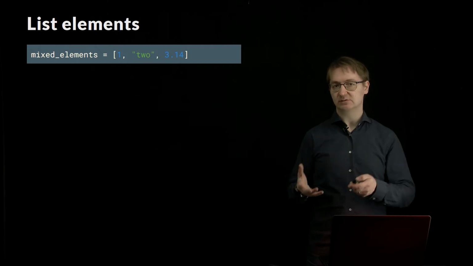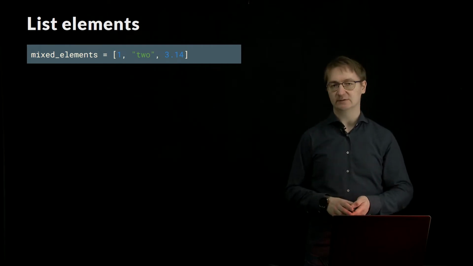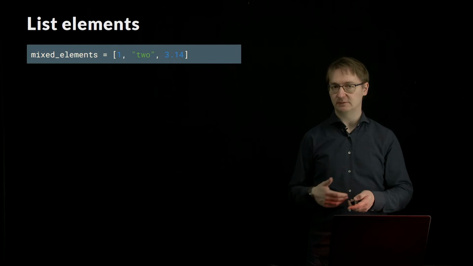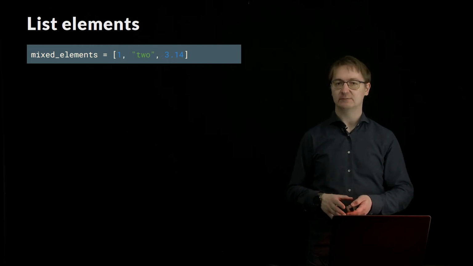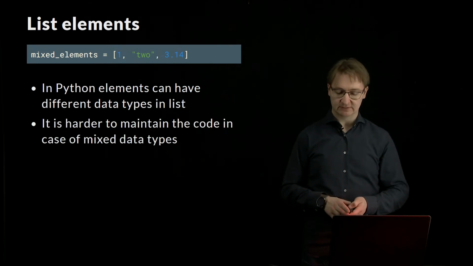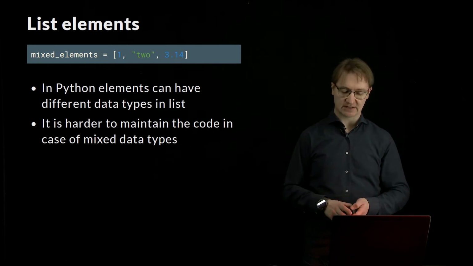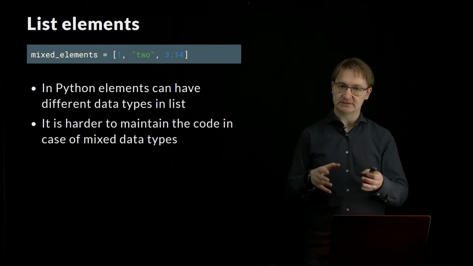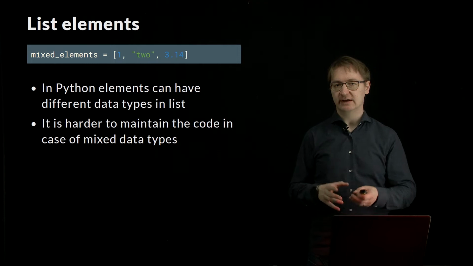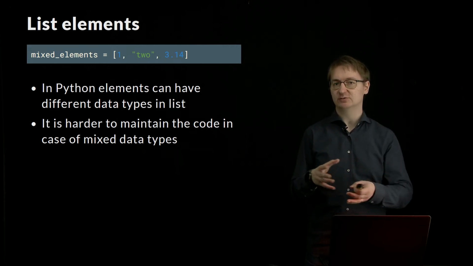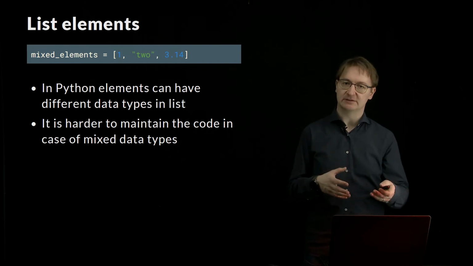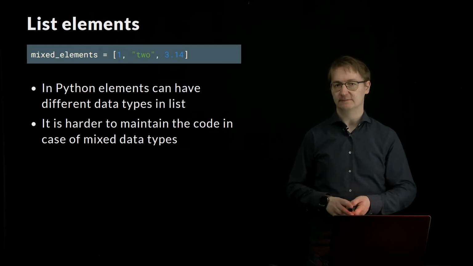As was mentioned, you can have different data types inside one list. Here is an example of a list where we have one integer number, one string, and one floating point number. You can do that, but it's harder to maintain the code. For example, you want to take the elements out of the list and maybe calculate something based on that. If you have numbers and strings, you have to do some extra filtering or validate before using the element, whether it's a string, whether it's an integer, and so on.